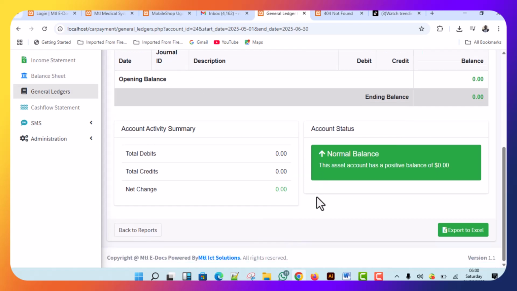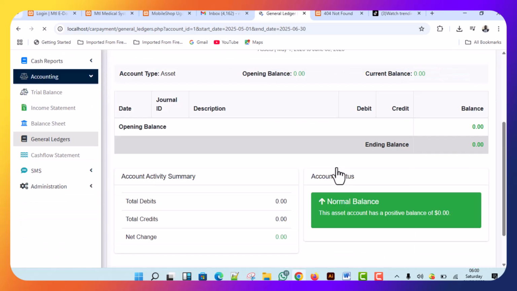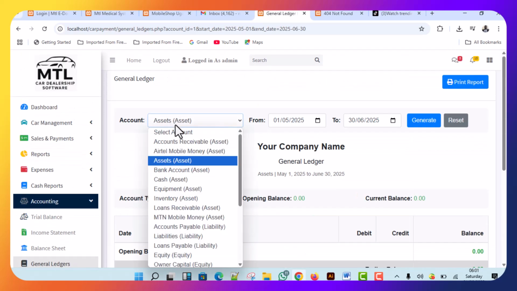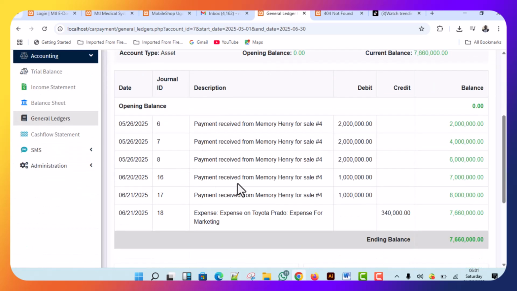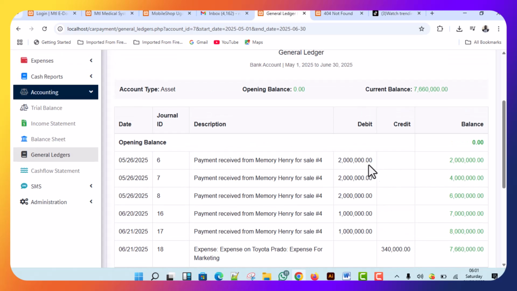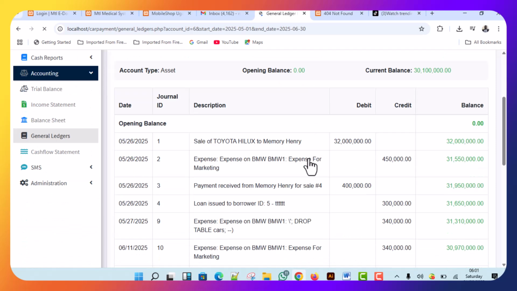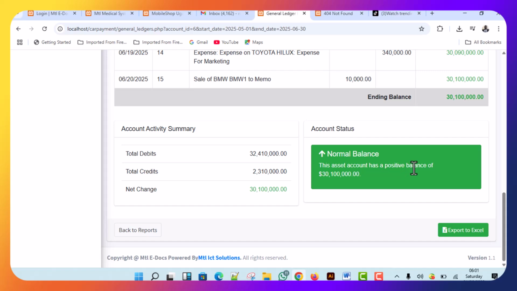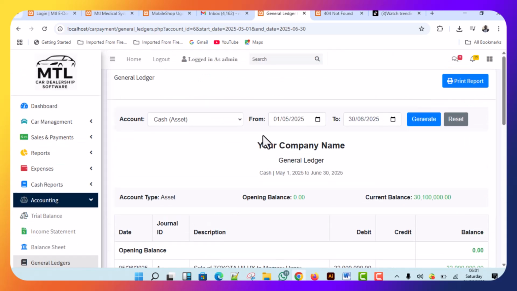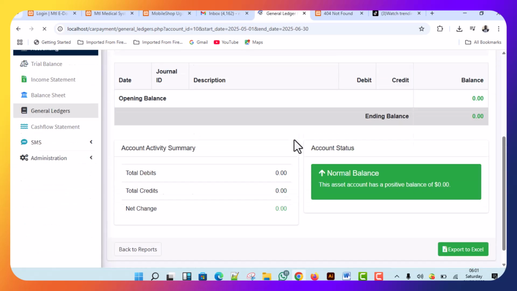So this is mobile money, Airtel, total assets. Bank account as an asset. You can see the transactions, what is there right now at the bank. Cash as an asset, you can see, as a positive balance. And equipment assets, how this can be managed.